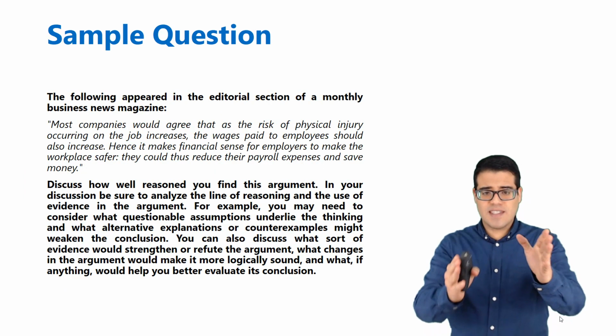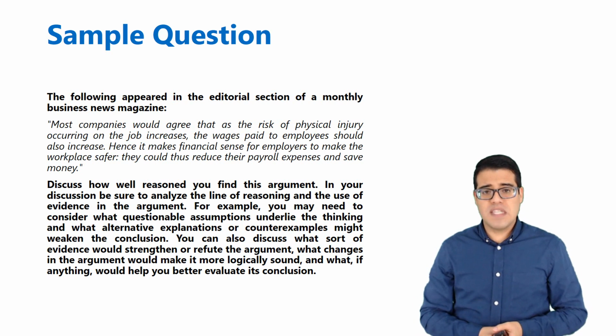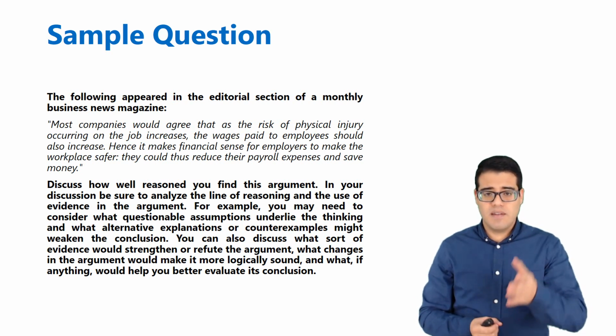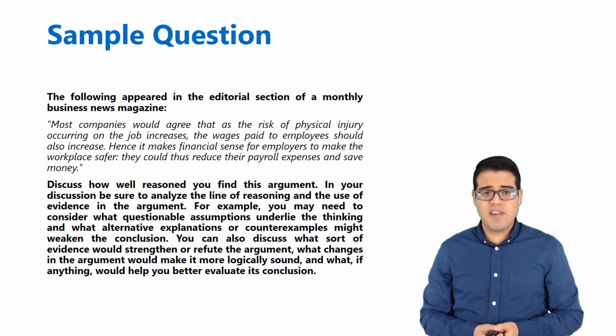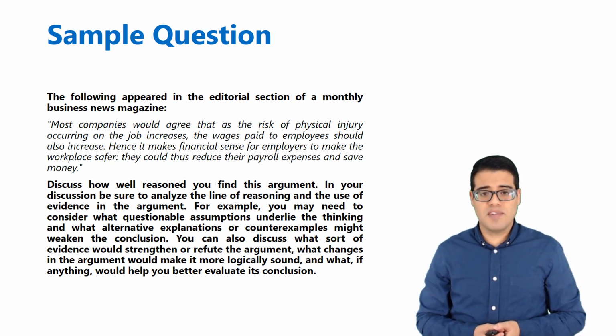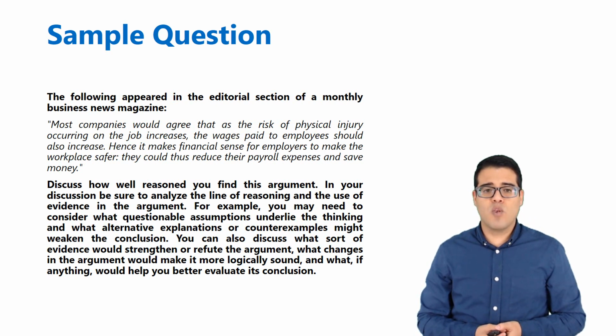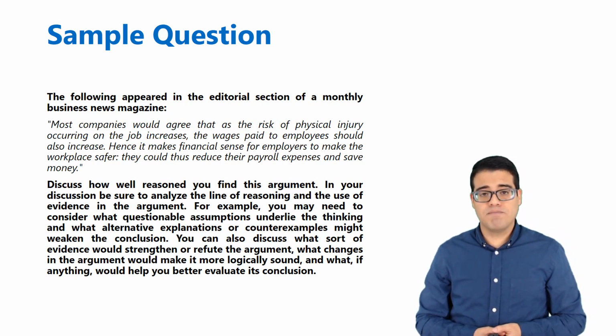So, this is a sample question from a real GMAT exam. And let's read the argument. It says, most companies would agree that as the risk of physical injury occurring in the job increases, the wages paid to employees should also increase. Hence, it makes financial sense for employers to make their workplace safer. They could thus reduce their payroll expenses and save money.